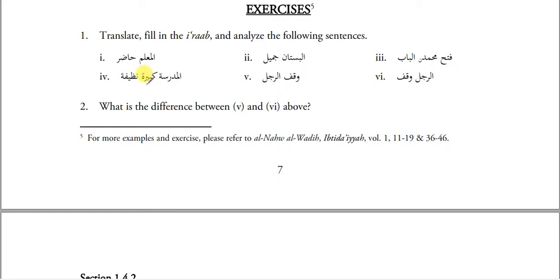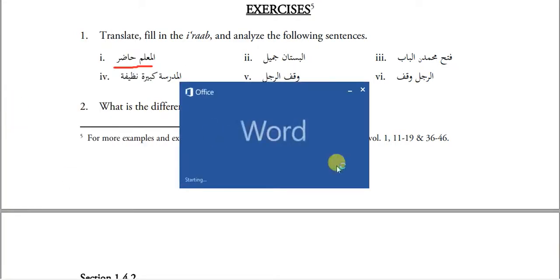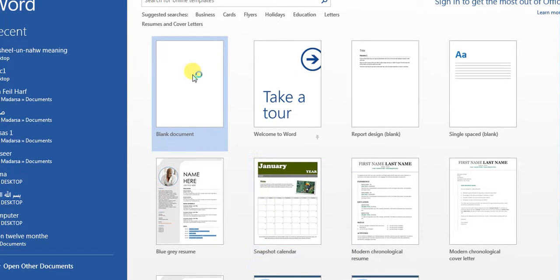So the first one we have is al-muallimu hazir. I am not going to give you i'rab, I am just going to analyze this. So here we have our blackboard, and on this blackboard I am going to write al-muallim. Okay, this is how that sentence is written in the book.